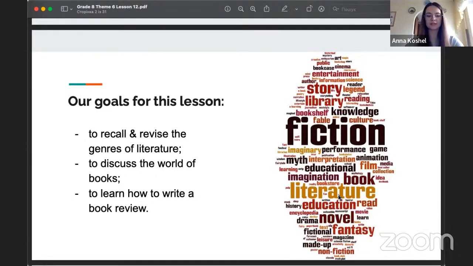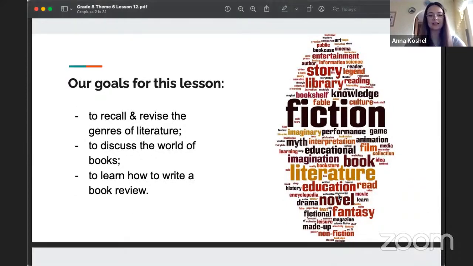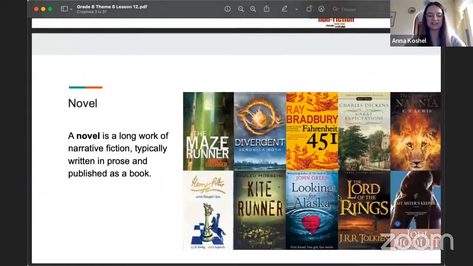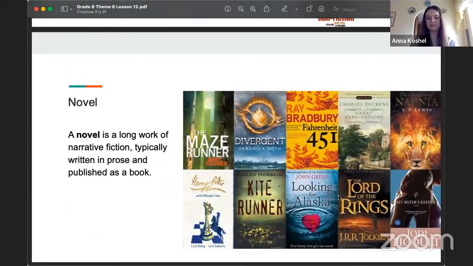Last week, we were actually talking about genres of literature. So let's revise the main ones. Let's move to the first one here. It's a novel. From the lessons of literature, world literature, Ukrainian literature, you probably know that a novel is a long work of narrative fiction, typically written in prose and published as a book.